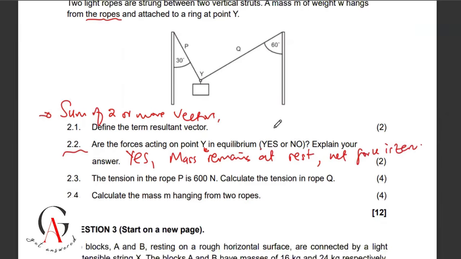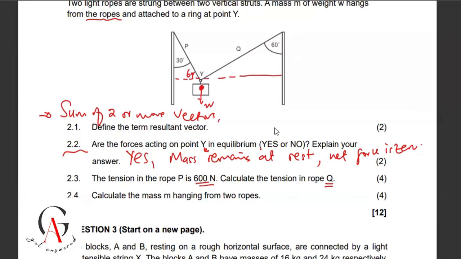Then 2.3, the tension that is acting on the rope P is 600 newtons. Can we calculate the tension that is in Q? So there are two ways to do this, okay, or even three ways. Number one, we can start by trying to resolve these forces. When you look at this object Y, we know that the weight is going to be downwards. If I resolve this, meaning that I'll have a component, okay, if this is a 30, this is going to be a 60.